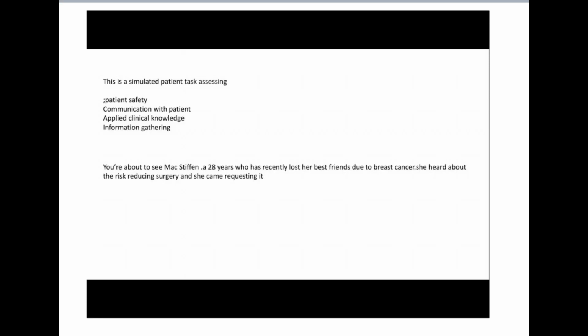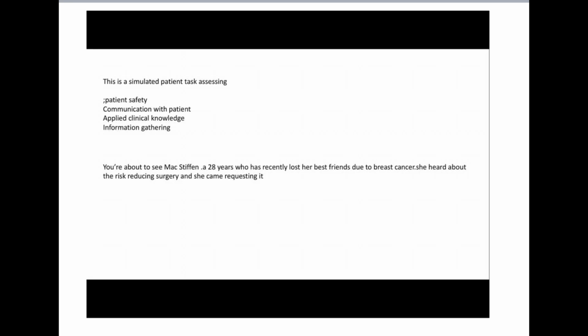This station is discussing what we call risk-reducing surgery. And when we are speaking about risk-reducing surgery, we can face one of two stations. The first one is this one. I will discuss both stations in the same recording so that you can know the difference.